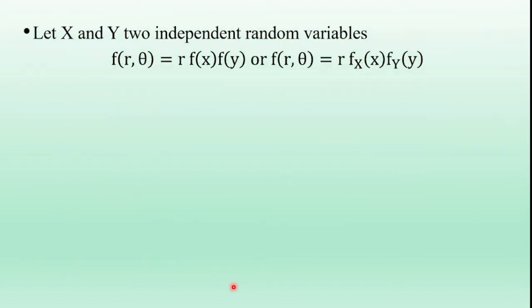Since the random variables x and y are independent random variables, the joint probability density function is equal to the product of their individual density functions. So that is f of r comma theta is equal to r into f of x into f of y.